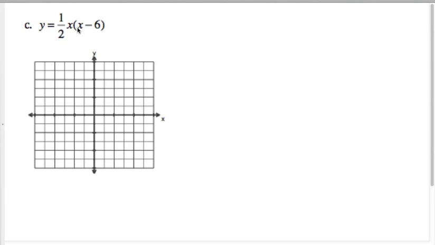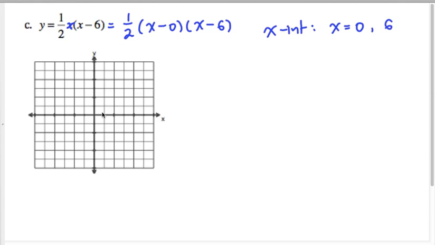Today we're going to talk about the factored form of quadratics. And here we have a factored form, and a lot of you were confused about this just standing x over here. So I'm going to rewrite this, and maybe this is going to help. x minus 0 times x minus 6. Okay, so that makes it easier to see that my x-intercepts are x equals 0 and 6. So over here and here.